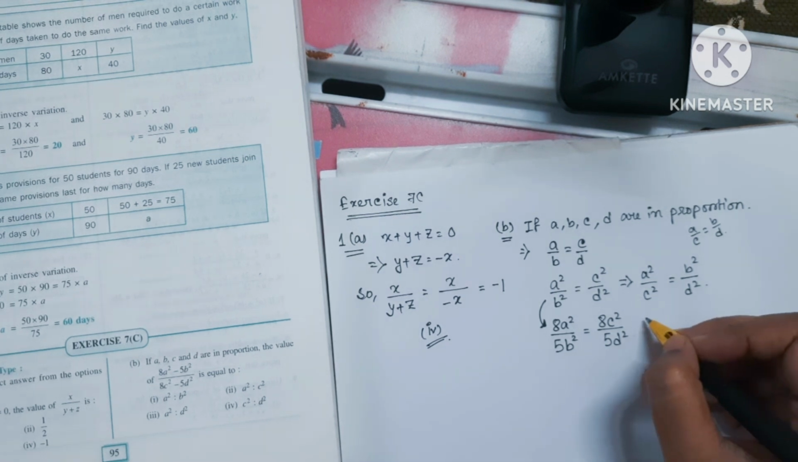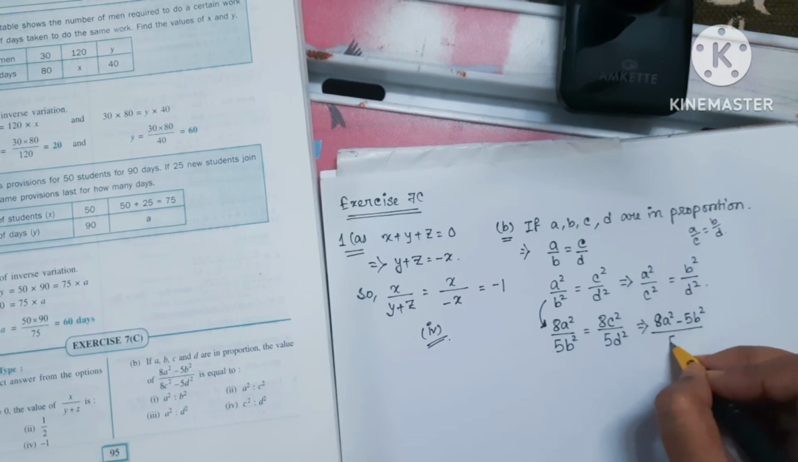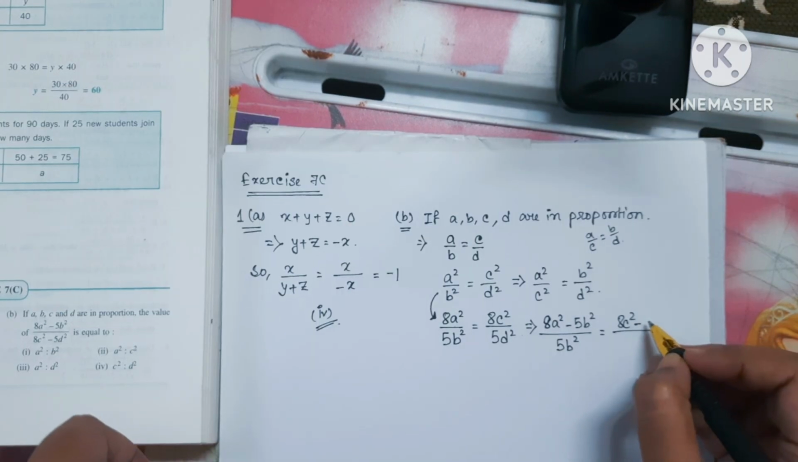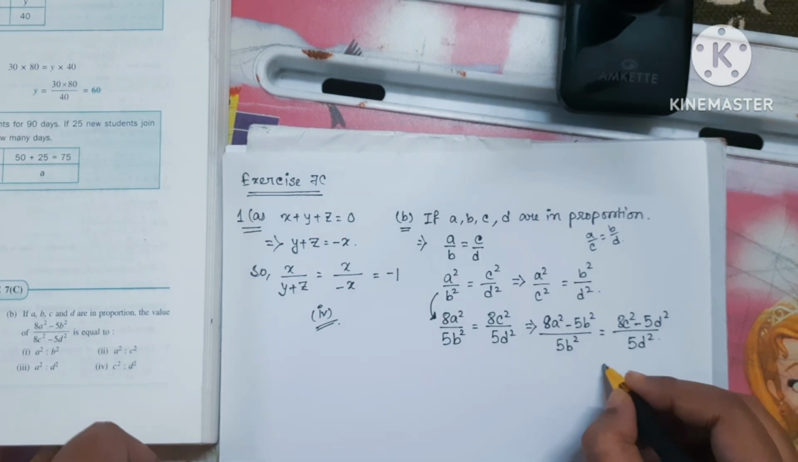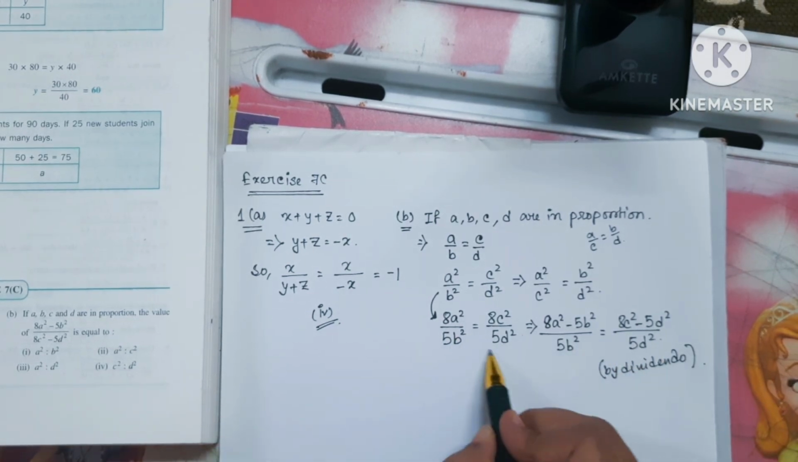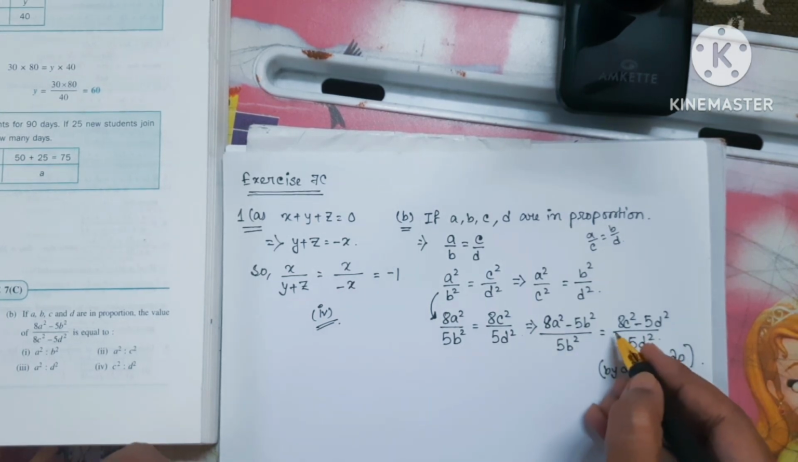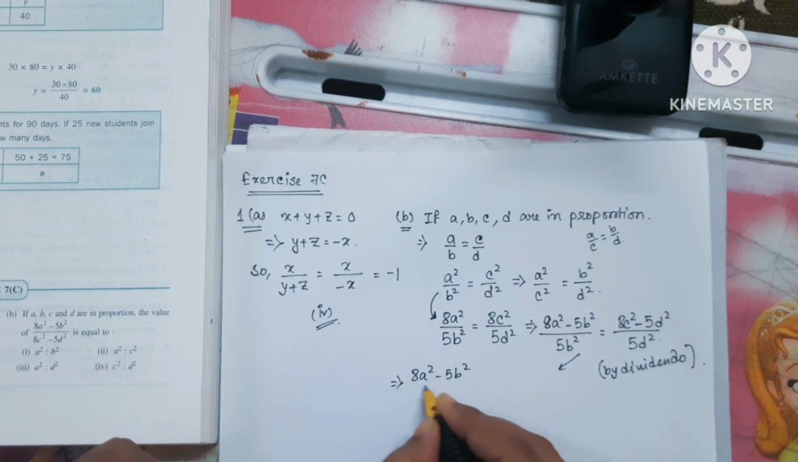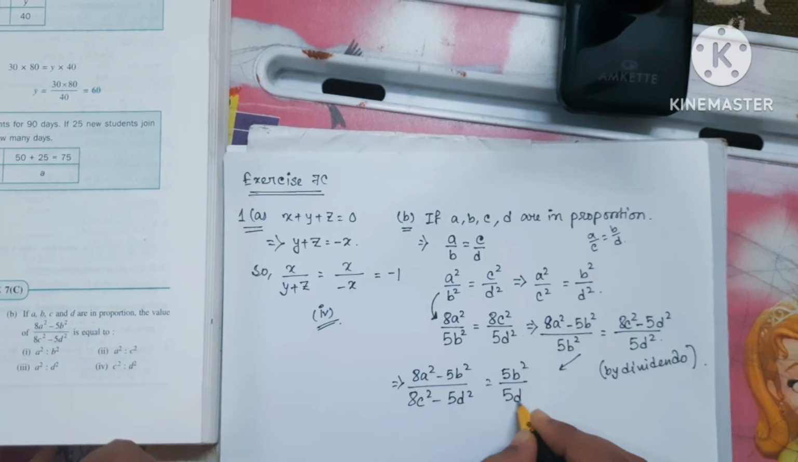Okay. Using formula of dividendo. Okay. That means 8a square minus 5b square by 5b square is equal to 8c square minus 5d square by 5d square. Okay. By dividendo rules, by dividendo you can write like this. From this ratio you can write this. Now see. From here you can write 8a square minus 5b square by 8c square minus 5d square is equal to 5b square by 5d square. Right?